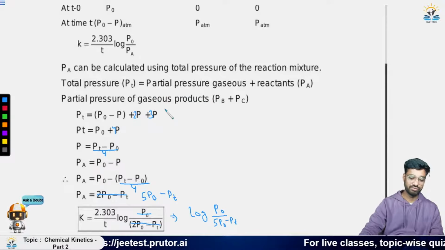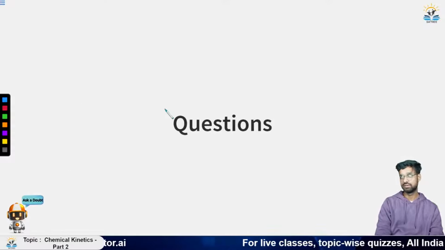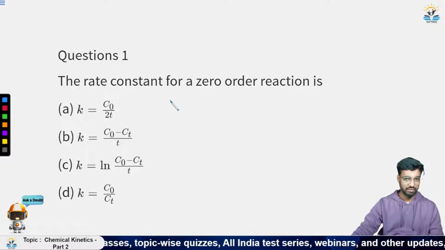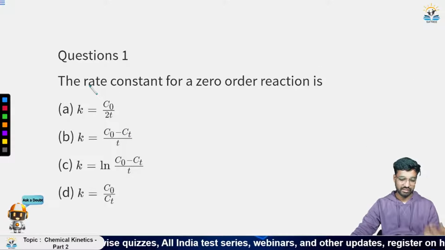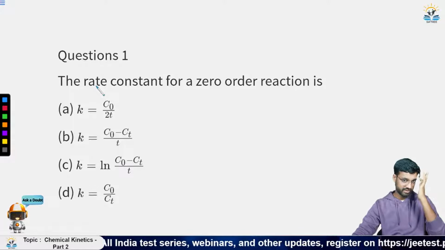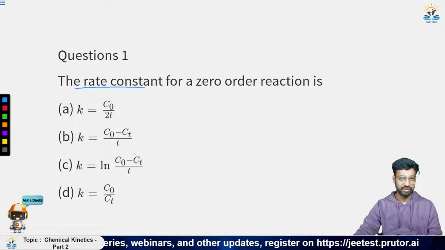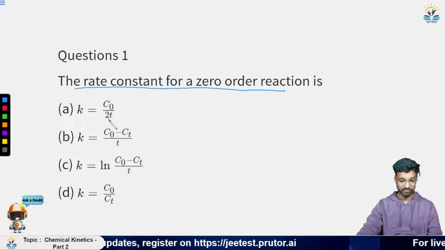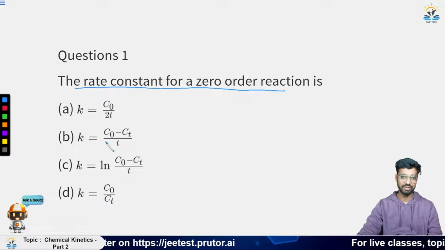Now let us move to some questions. So we have seen enough theory for today. Now I will solve some questions. So we have a first question here. It is a direct theoretical question which says, what is the rate constant for a zero order reaction? So it is asking for the rate constant of a zero order reaction.